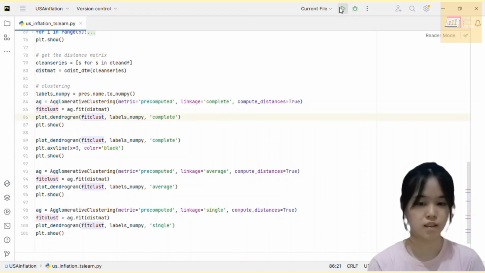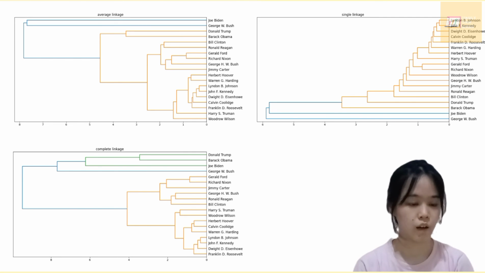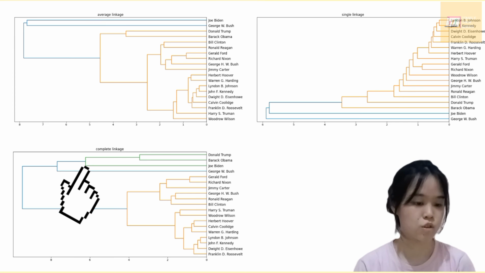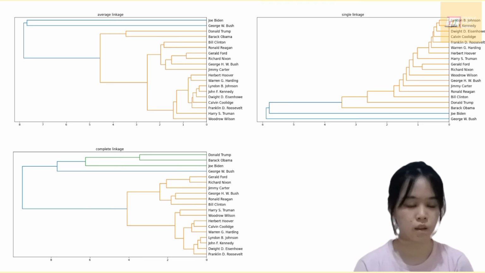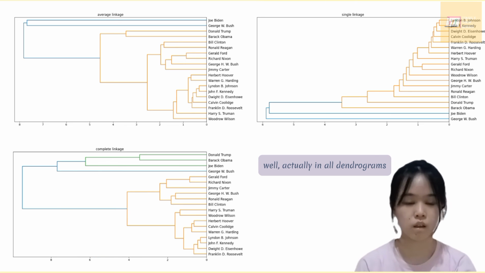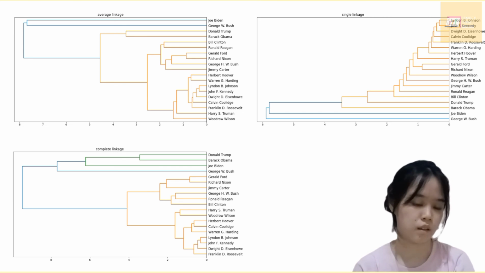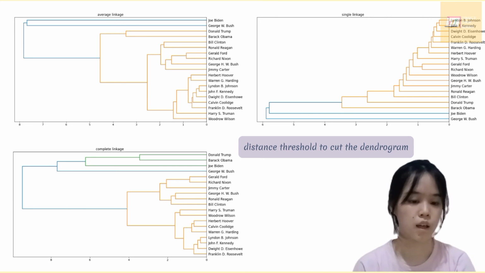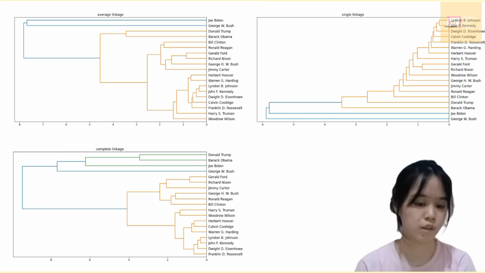Let's run this. So here are the dendrograms using different linkage, like the average linkage here, and then the complete linkage, and the single linkage. Well, if you see in the complete linkage that the branches are colored differently, this has something to do with the distance actually, and we are supposed to be able to modify it, but I just used the default value.